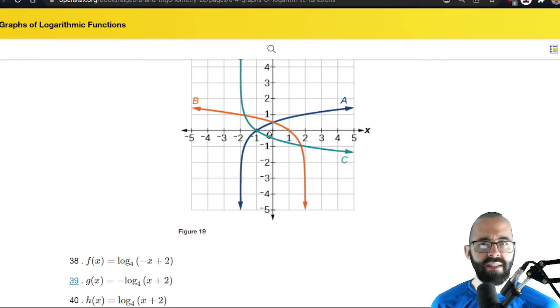And some of them have different asymptotes. So right off the bat, notice that letter B, this orange one, has a different asymptote than the other ones. So that immediately tells us which one letter B is. It's the one with the different asymptote. So letter B has to be 38. Oh, we're done.